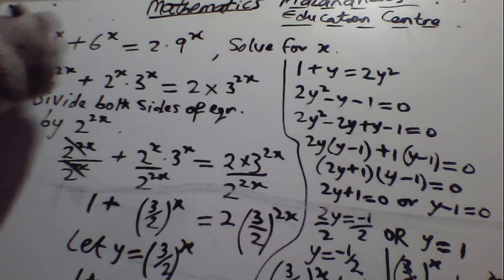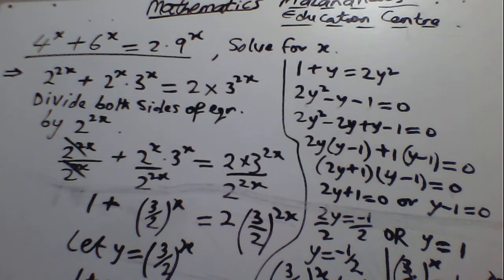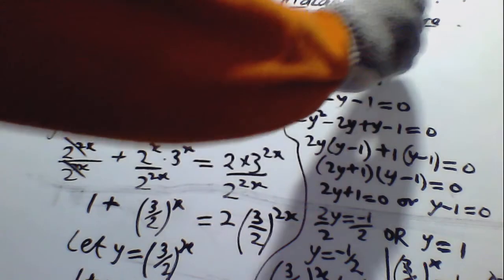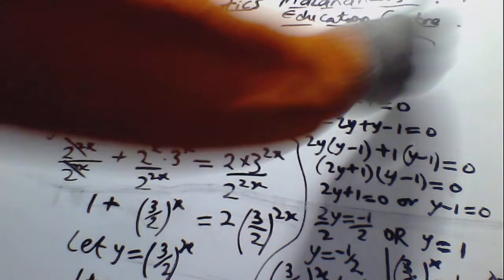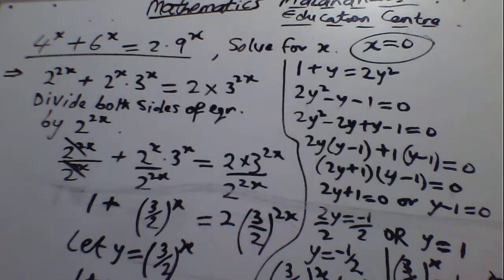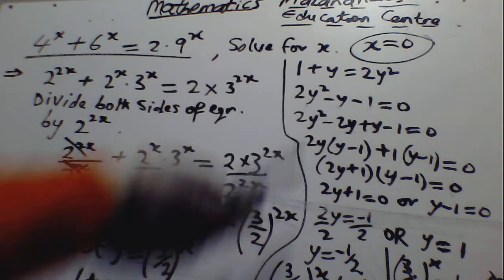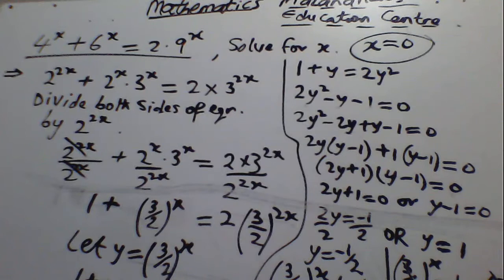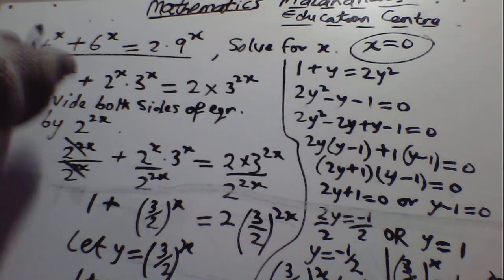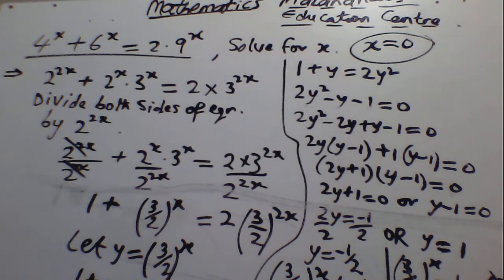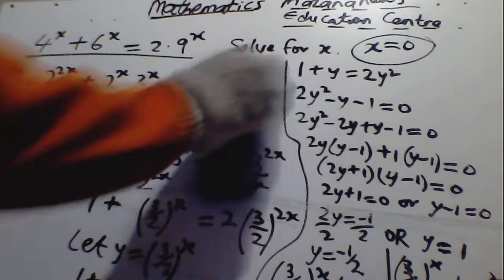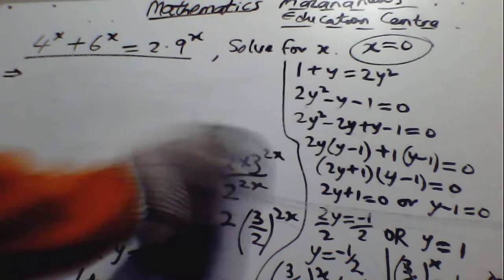So solving the equation for x, we arrive at x is equal to 0, because the second one cannot be simplified. For that reason, x is equal to 0. You can test it, you can check it to see if x is equal to 0.